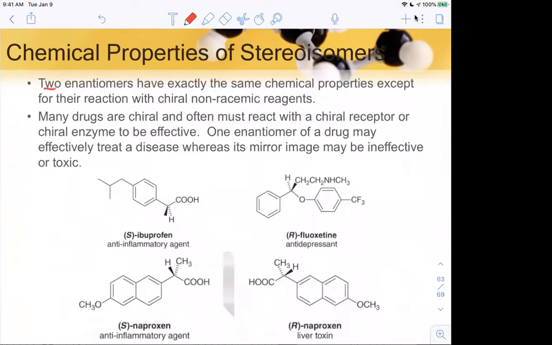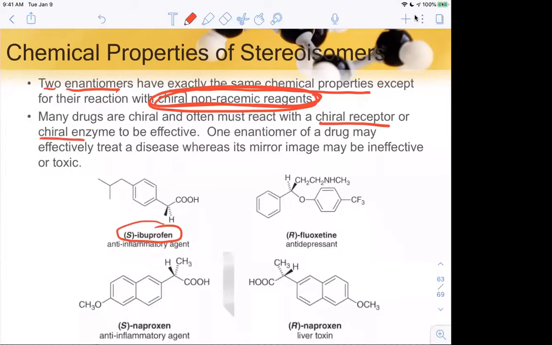Now, 2 enantiomers are going to have exactly the same chemical properties, except how they react with other chiral compounds. Many drugs are chiral, like we saw with ibuprofen. They most often will react with a chiral receptor or a chiral enzyme. And again, like we talked about before, that enzyme is geared to bind to just one of those enantiomers because those groups are presented in different spatial orientations.